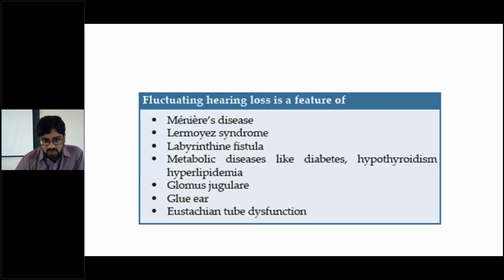Fluctuating hearing loss is a feature of all these conditions: Meniere's, labyrinthine fistula, or metabolic disease like diabetes, hypothyroidism, hyperlipidemia, glomus jugulare, blue ear, and eustachian tube dysfunction. So all these conditions will have fluctuating hearing loss. Okay.